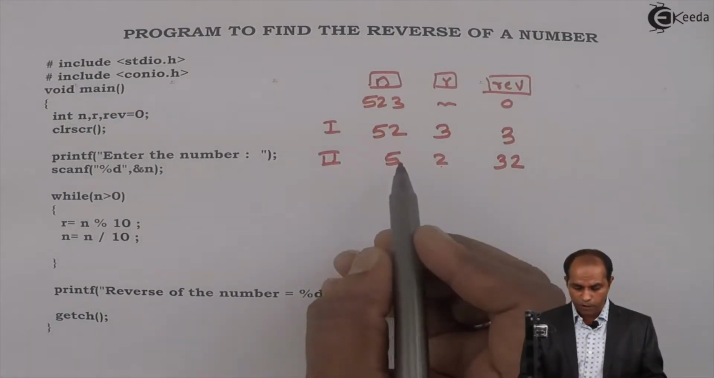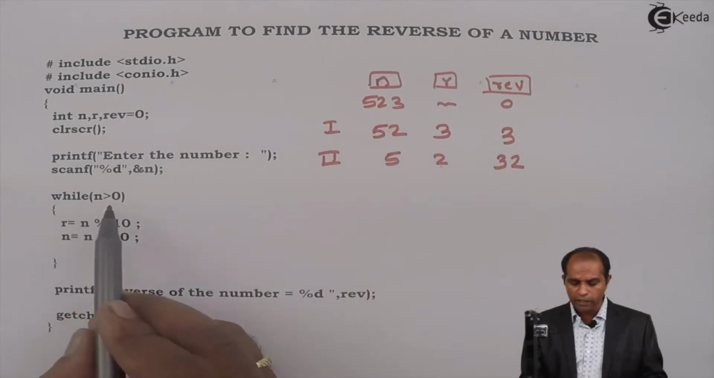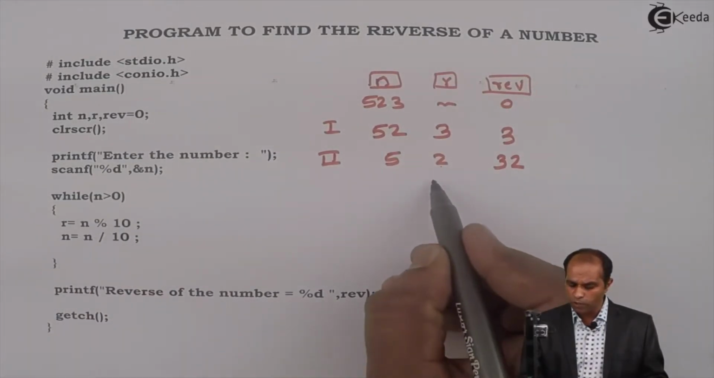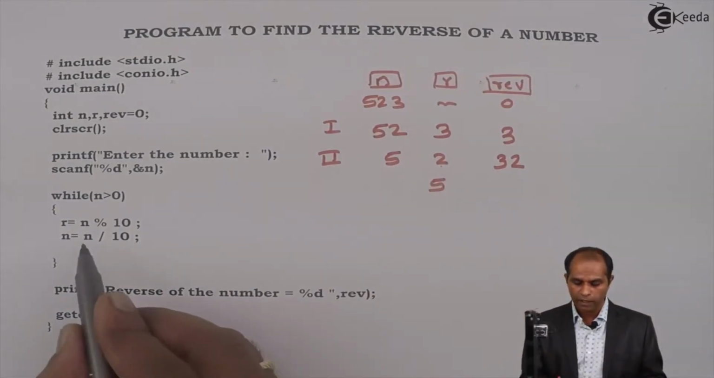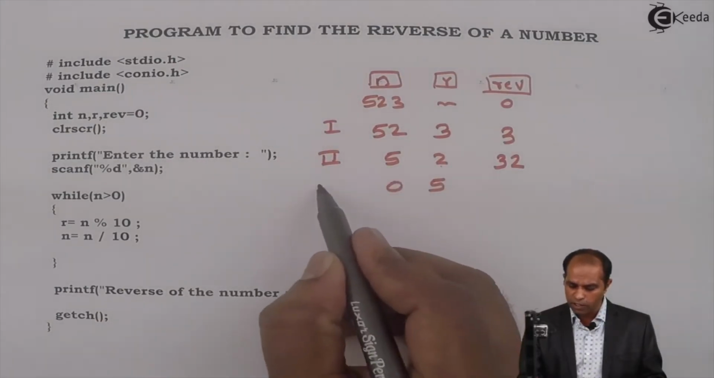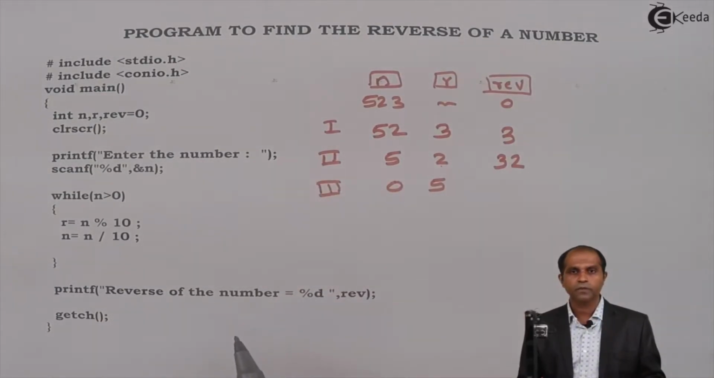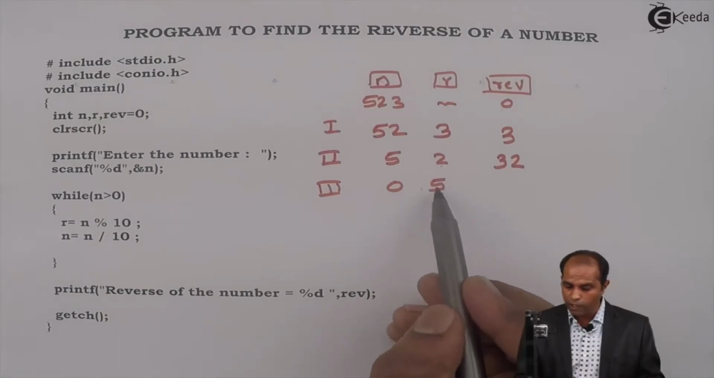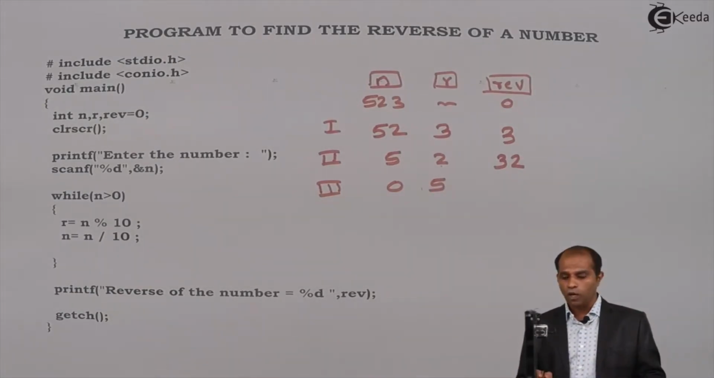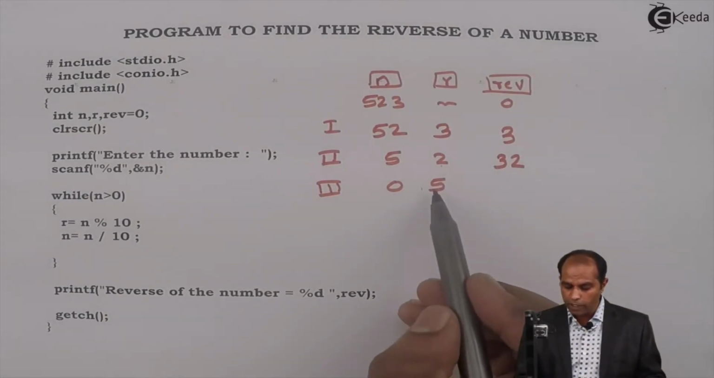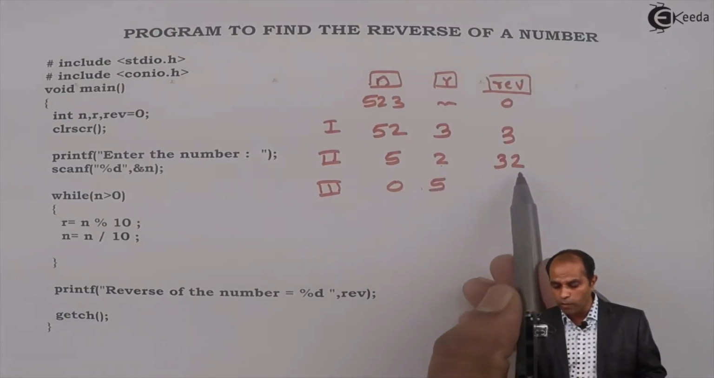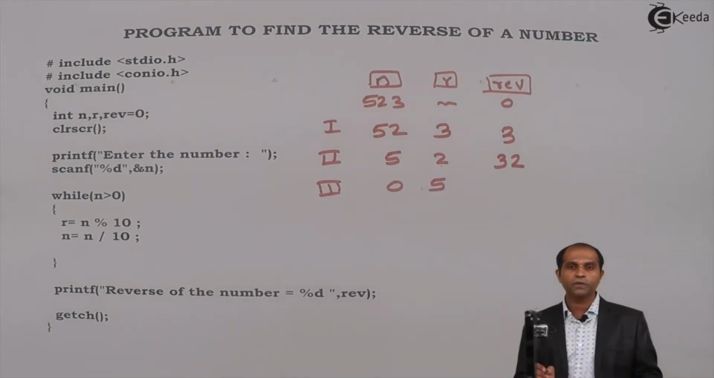Let's try the third operation because the third operation is possible. 5 greater than 0, true. 5 mod 10 is what? 5. And 5 by 10 is 0. These are the results of the third expression. Now I am asking you to store 5 onto rev. How to make this particular 5 go onto rev? I have to make this particular r accumulate at the unit position of rev.